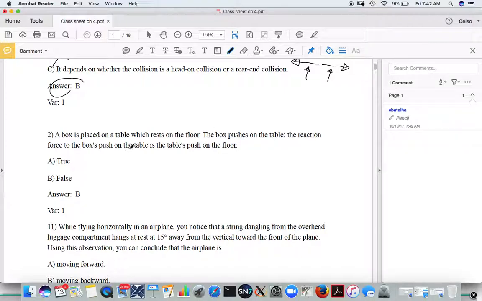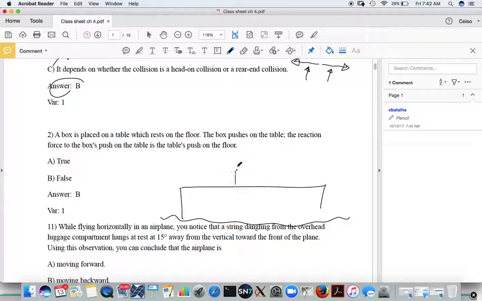A box is placed on a table which rests on the floor. The box pushes on the table. So let's see the situation. A box is placed on the table which rests on the floor. Oh, that's the table, and here's the floor. Okay. The box pushes on the table.